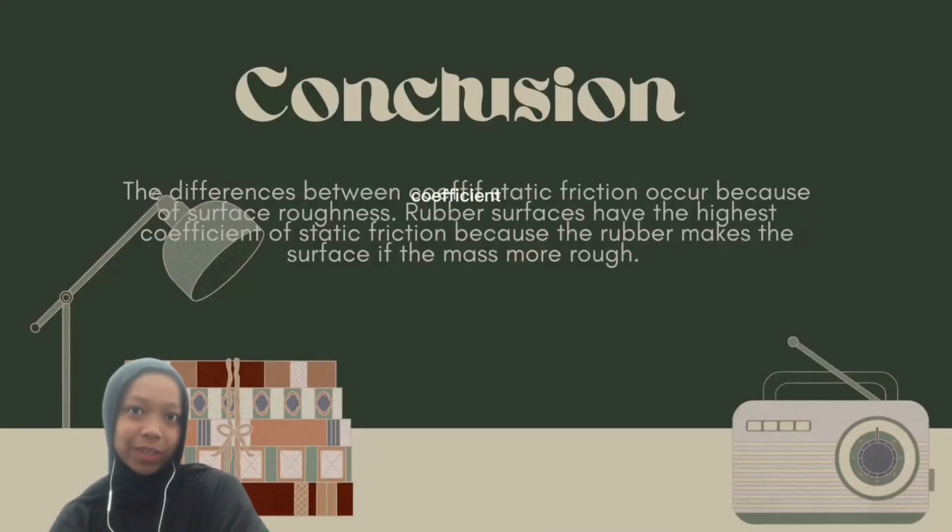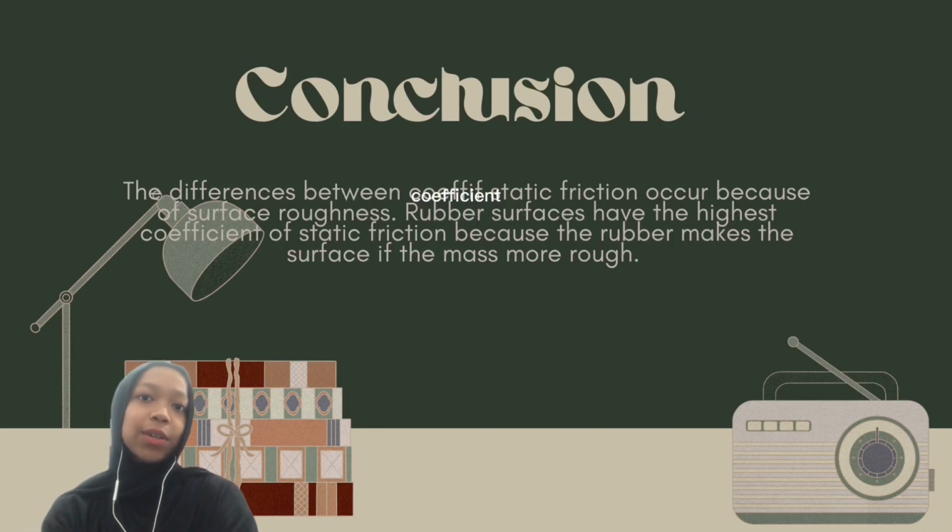As for the conclusion, the differences between coefficients of static friction occur because of surface roughness. The rubber surface has the highest coefficient of static friction because the rubber makes the surface of the mass more rough.